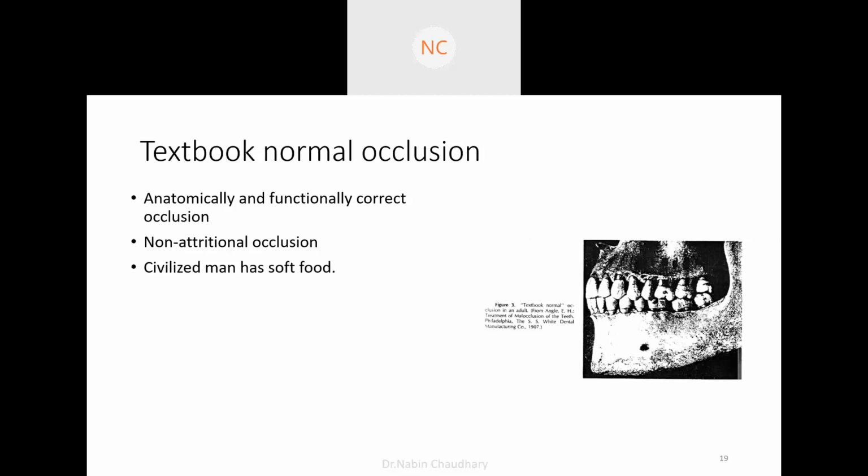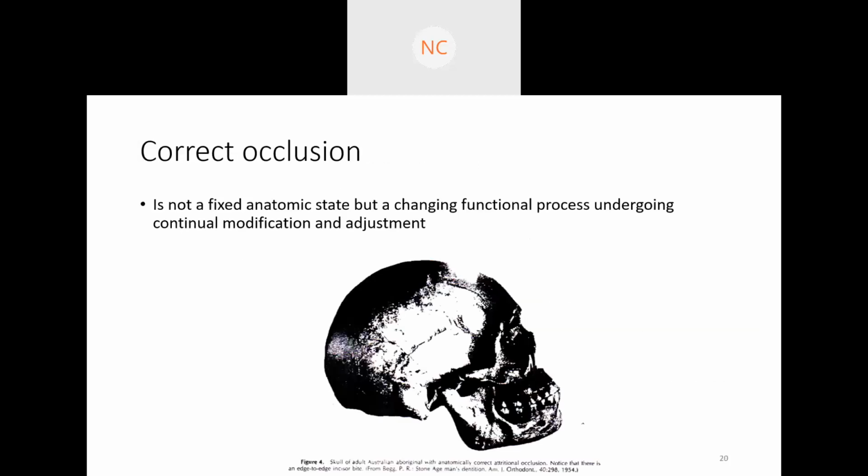And in the civilized man, he observed that there was no attrition present in the tooth. And this non-attrition was present because of the soft diet of the civilized man. And he coined another term, that is the correct occlusion. And he said that the correct occlusion is not a fixed anatomic state, but a changing functional process undergoing continual modification and adjustment.